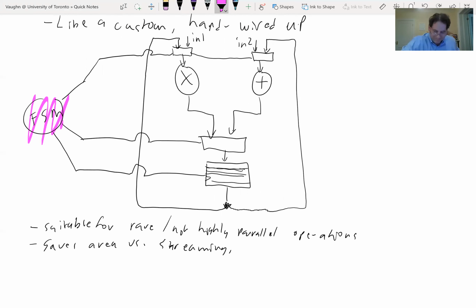Whoops, let me get rid of that. All right, I won't use that option again.